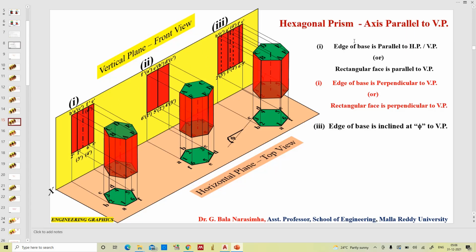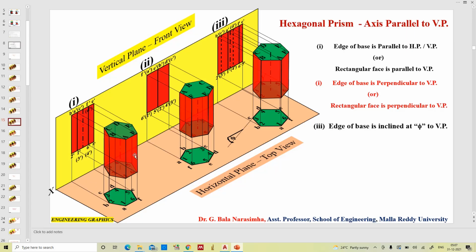Now the first condition is that an edge of the base is parallel to the horizontal plane or vertical plane. You can see here among the 6 edges, the 2 edges parallel to the vertical plane are the edges AF and CD. Coming to the bottom base, 1, 6 and 3, 4 are the 2 edges parallel to the vertical plane, and the remaining 4 edges are inclined to the vertical plane.